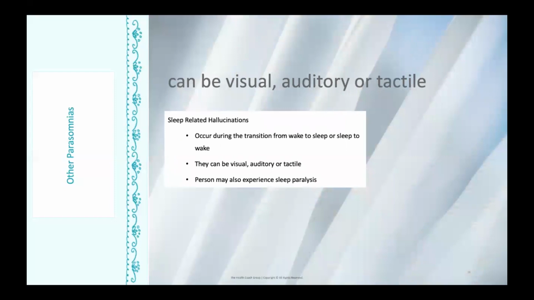Sleep-related hallucinations. These occur during the transition from wake to sleep or from sleep to wake. They can be visual, auditory, or tactile. A person may also experience sleep paralysis. Treatment for hallucinations may involve considering adjusting your wake time. It can also be associated with other disorders or medications.